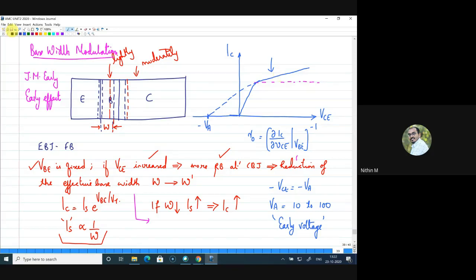So the early effect, base width modulation or channel length modulation is modeled using a parameter to show that this device has the early effect. That is usually denoted by the voltage we refer to as VA, the early voltage, and that value typically varies from 10 to 100. It can be more also, depending on how we fabricate the BJT. Sorry, what we are discussing is actually BJT, not MOSFET.